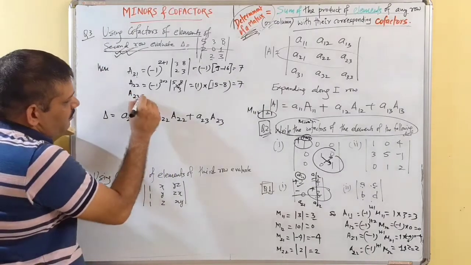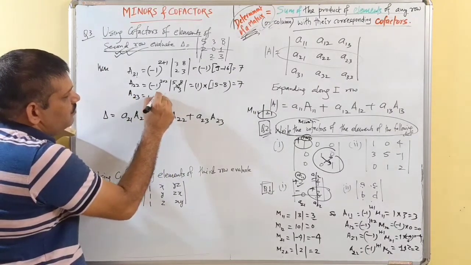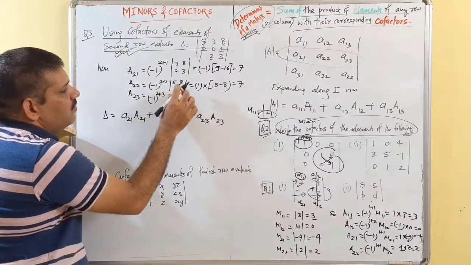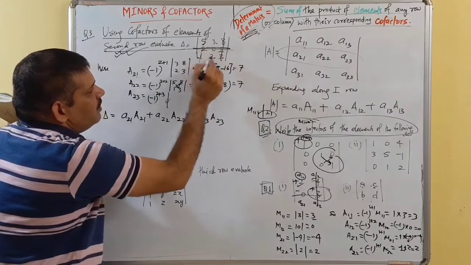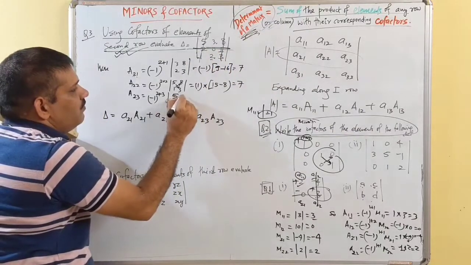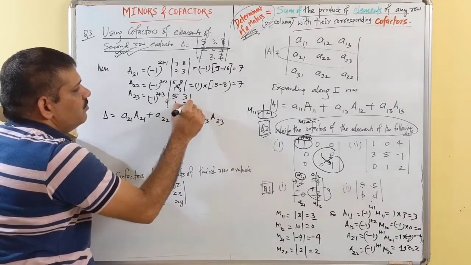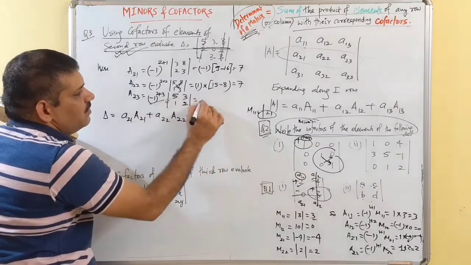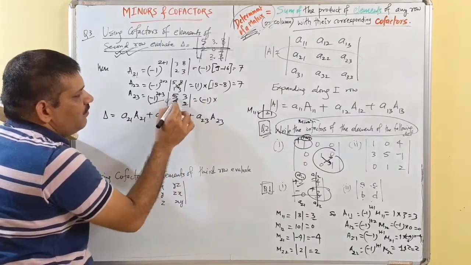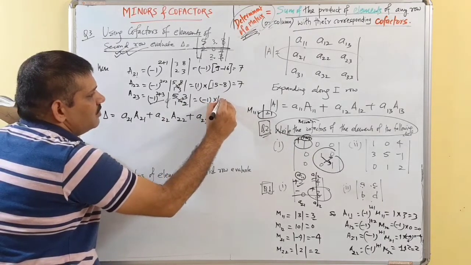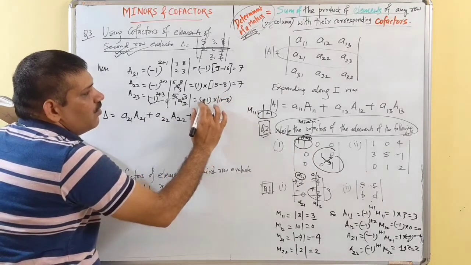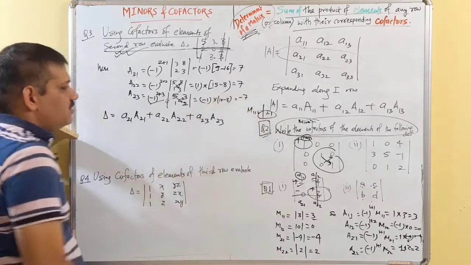Again A23. A23 is minus 1 raised to 2 plus 3. Eliminating this row and this column will leave 5 3 1 2. So this will give us negative sign. Minus 1 multiplied by 5 2s are 10 minus 3, that is 7. 10 minus 3, 7. Minus 1 into 7 is minus 7.